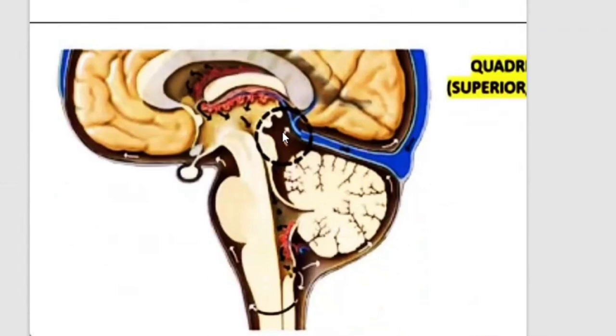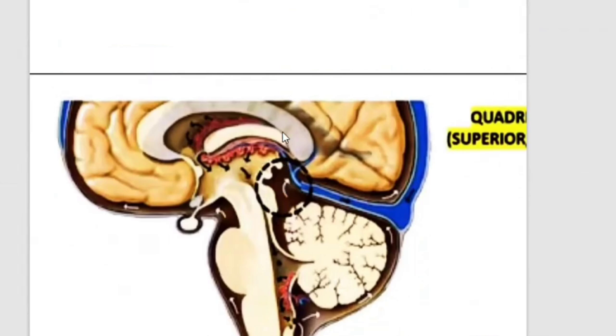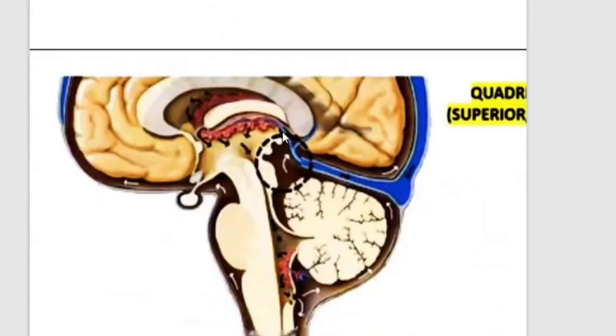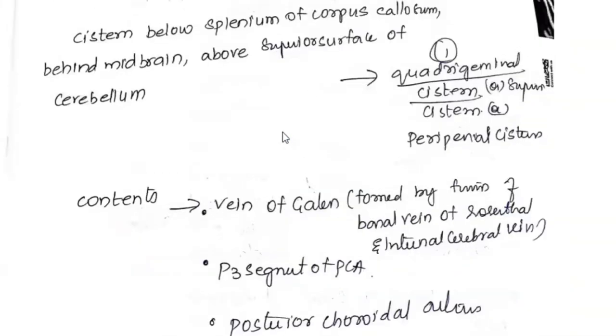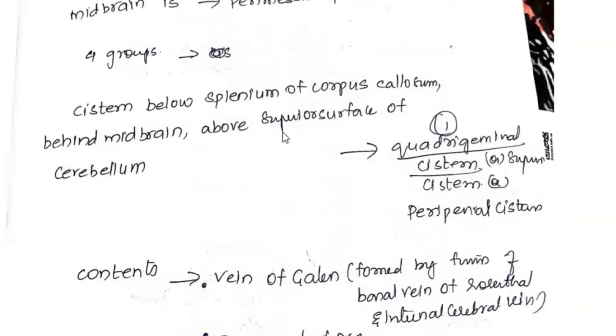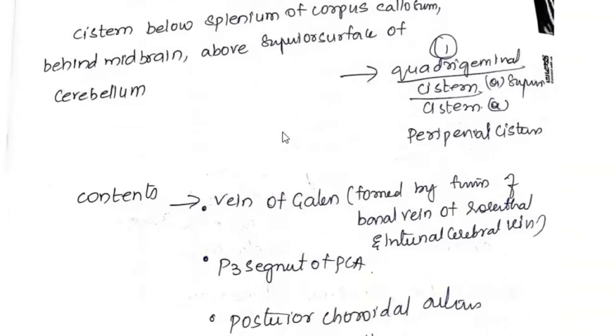Do we have any content here? Yes, I will tell you. The system present below the splenium of the corpus callosum, behind the midbrain, above the superior surface of the cerebellum is said to be the quadrigeminal system.